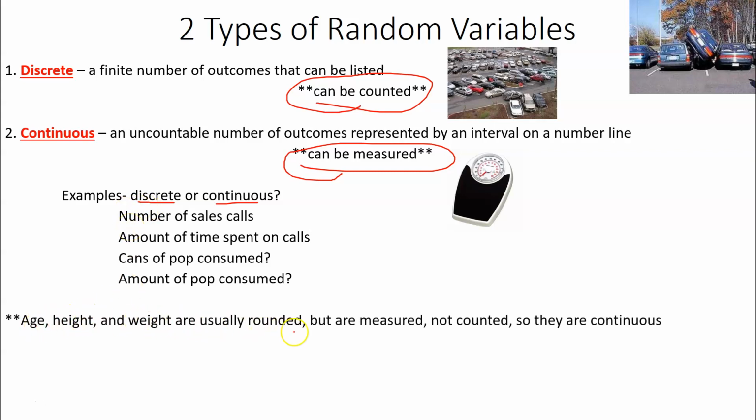So age, height, weight, we usually round those. Well, I'm going to go back to this. Weight, I'm going to say is continuous. Height, I'm going to say is continuous. Age, that one's kind of weird. We kind of do round that off. I would say that is discrete.